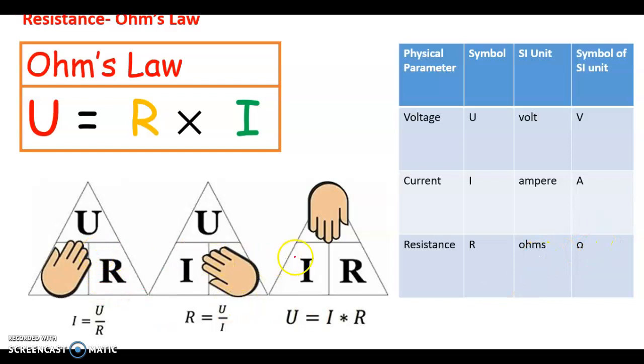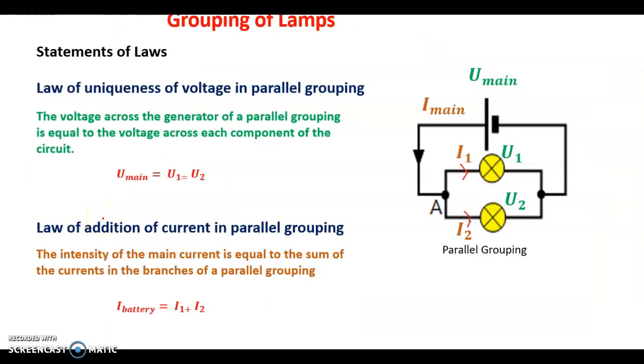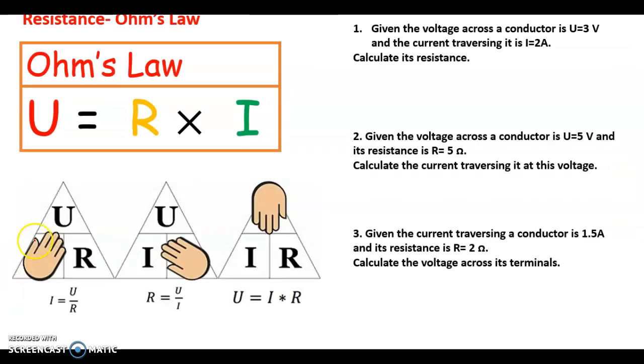So this pyramid shows how we can use the formula either to find U, I, or R. If you're given U and R, we have to put U on the top and I, R below. So if we want I, we hide it, then it's equal to U over R. If you're looking for R, we hide R and it's equal to U over I. If you want U, we hide U and it's equal to I times R. So these exercises are required to be solved.